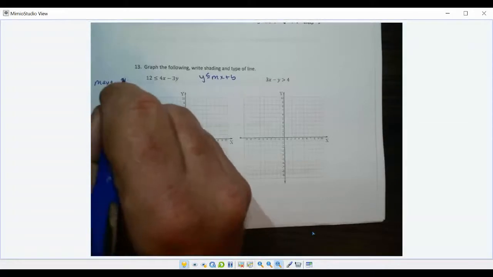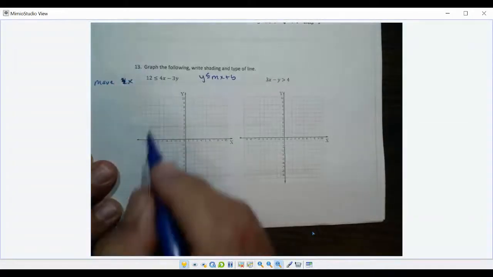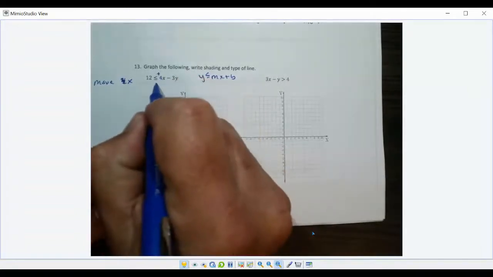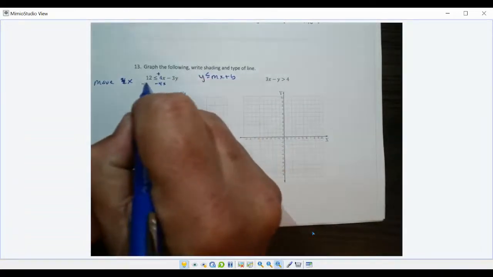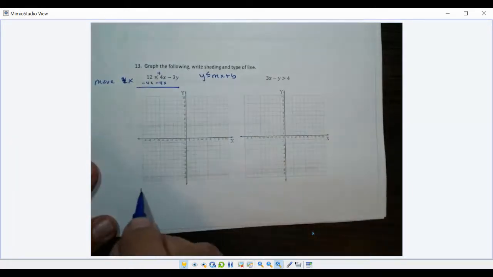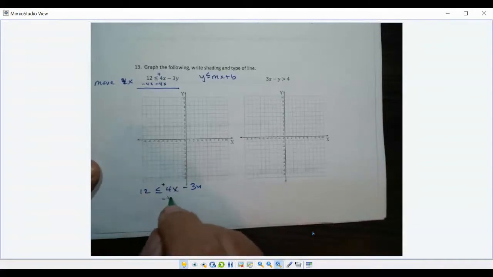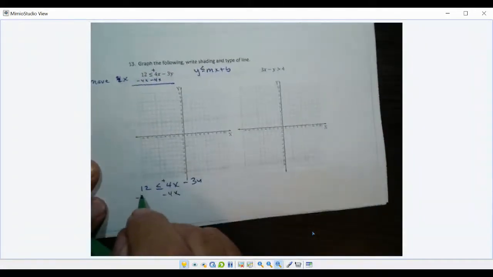All right, so I've got to get the y by itself. If I look here, most of the time we're going to move the x over first. Move x first, okay? So this is a positive 4x. Now the positive is the sign in front of it. So I'm going to subtract 4x from both sides. I'll write it right here so we can see it better, in a different color. Since this is a positive 4x, I'm going to subtract 4x from both sides.